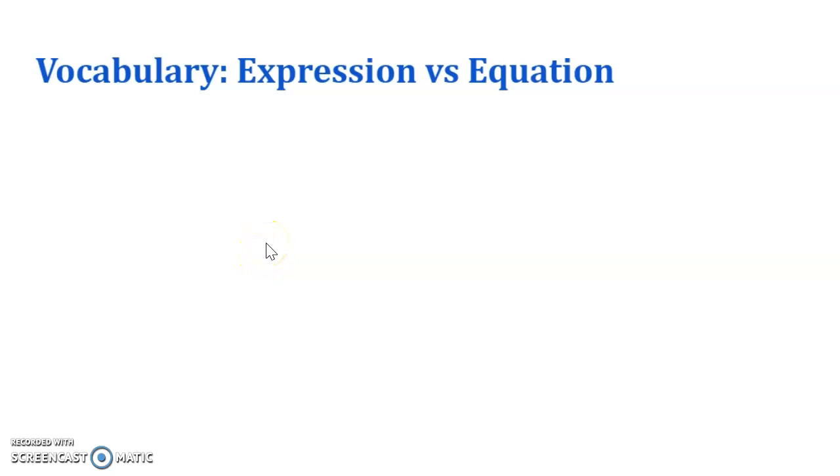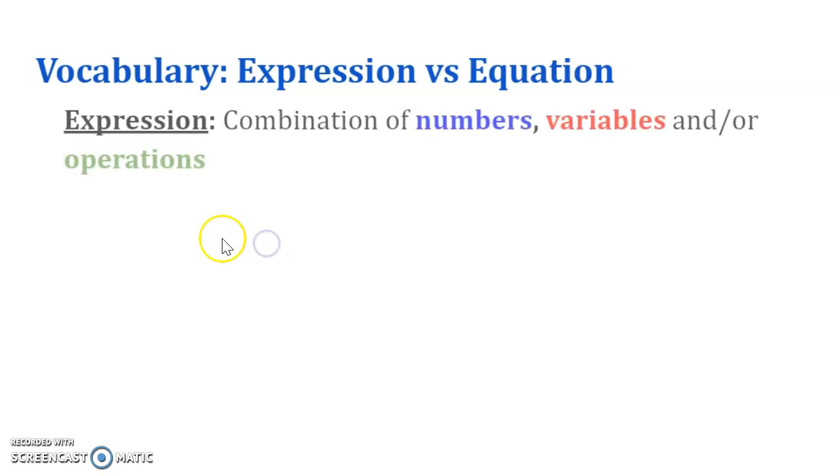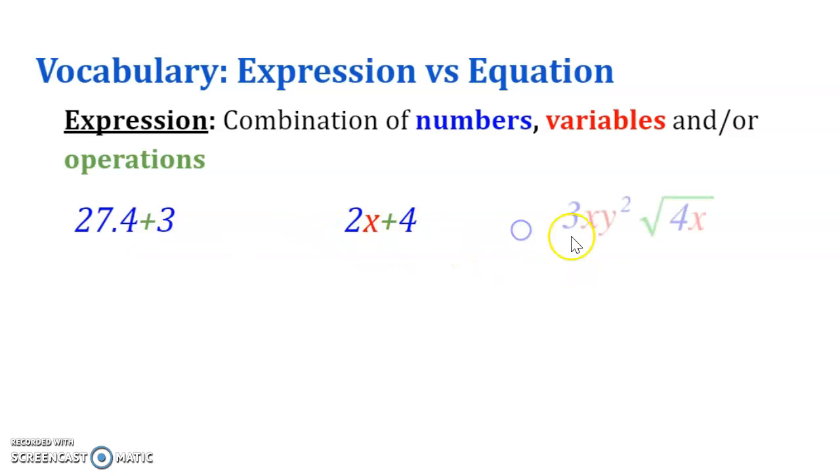What is the difference between expression versus equation? An expression is a combination of numbers, variables, and or operations. So 27.4 plus 3, that's an expression. You could have a variable like x here, 2x plus 4. So here you have just numbers with some operation. Here you have some numbers and variable and operations. And you can have even more complicated operations here, like square root. Square root is an operation, and we have some variable, that's the red letters, and some numbers, that's going to be 3 and 4 here.